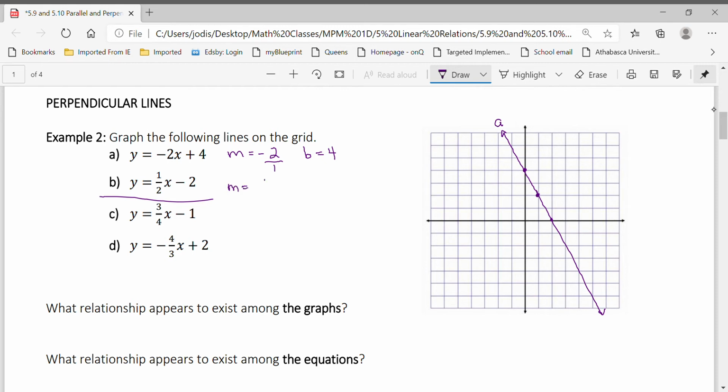So my slope for B is 1/2 and my y-intercept is -2. So start with my y-intercept of -2. And then this time my slope is a half. So rise up 1, go to the right 2, and then from that dot, rise up 1, go over to the right 2, and draw my line.